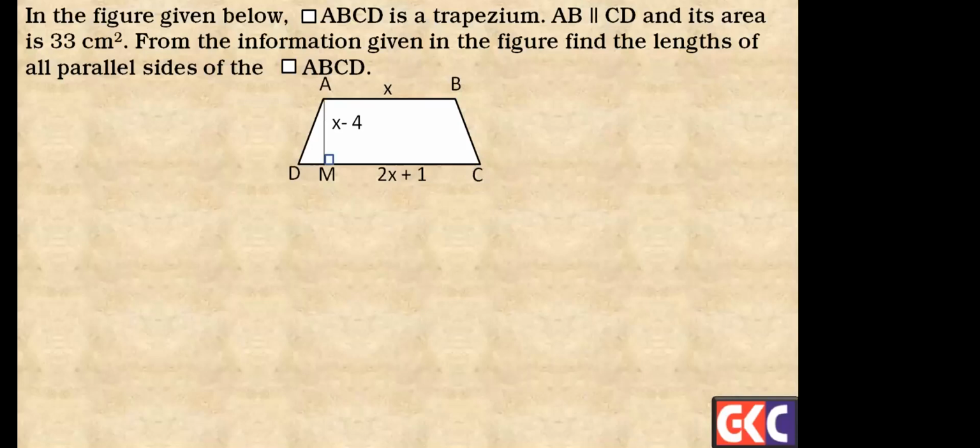मतलब मुझे किसका length ढूंढना पता है? AB का ढूंढना है और CD का ढूंढना है बस. AB दिया है x, CD दिया है 2x plus 1. बस मुझे वो दोनों का साइड का लेंथ ढूंढना है. In short, मुझे x ढूंढना है.